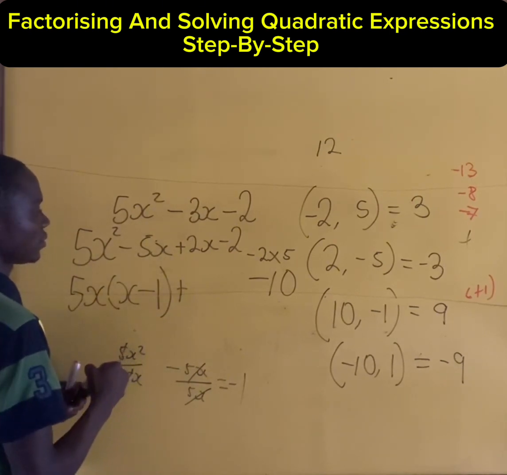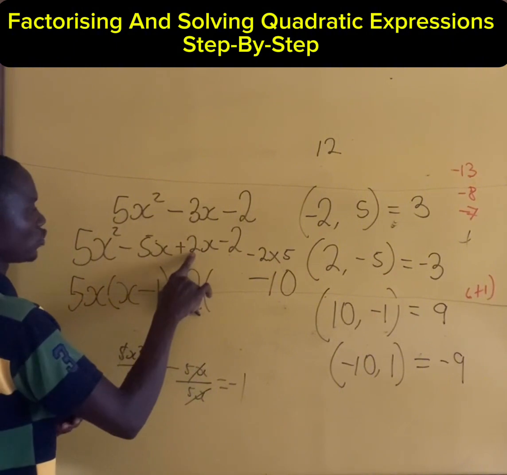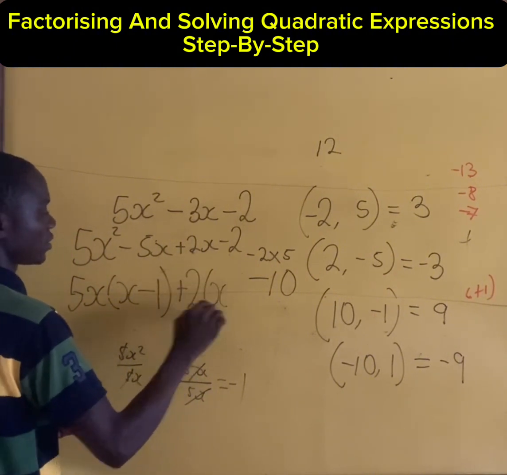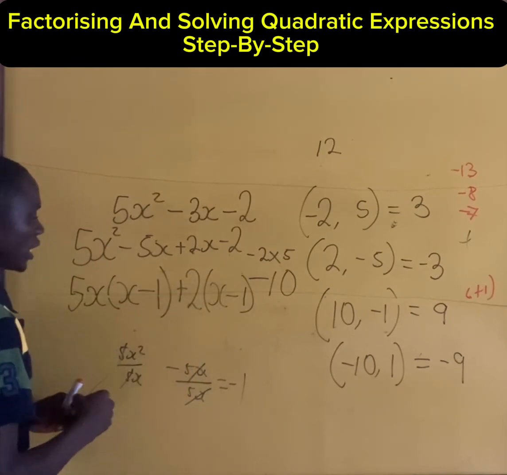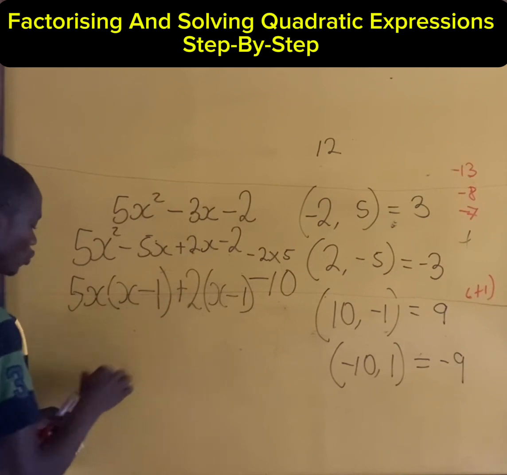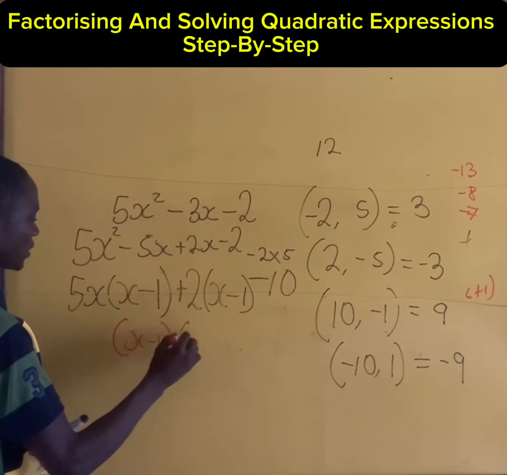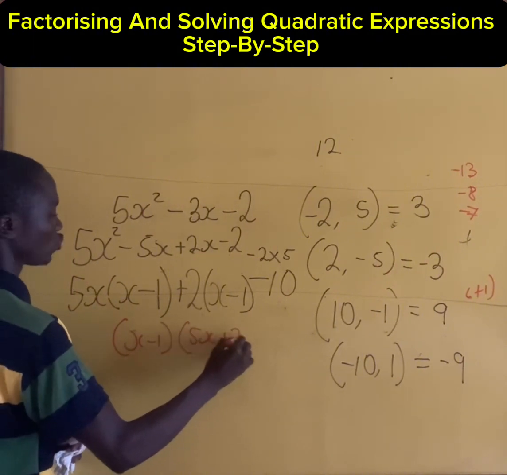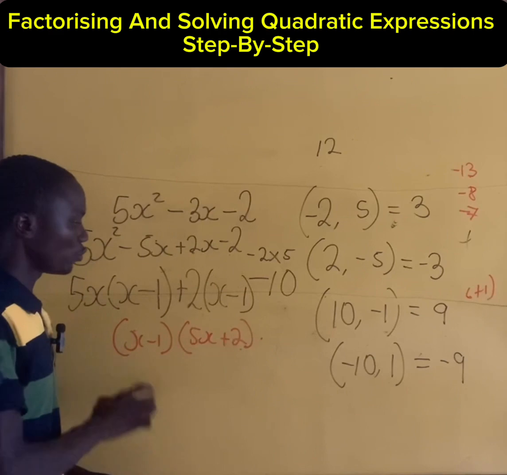Plus 2 can divide 2. So I'll bring 2 out. 2 will divide this 2. So it will remain x. 2 will divide this 2. So it will remain 1. So I have minus 1. So now you see that we have x minus 1, x minus 1. So I'll bring x minus 1 times 5x plus 2 in a very simple way. That is how we factorize.